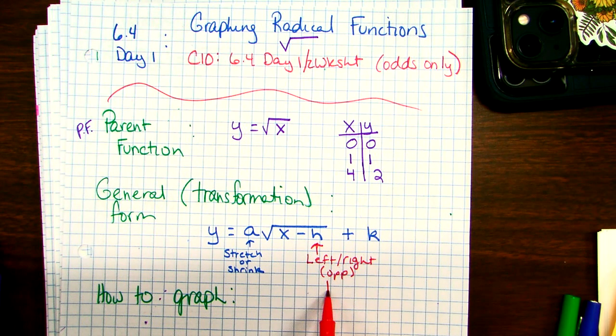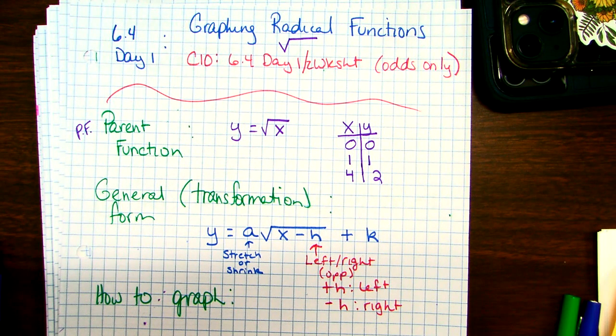Left or right, and it's opposite whatever the sign is. So if you have a positive H, we move left. A negative H, we move right. So we've done this before with parabolas where it's in the parentheses, and so the number in the parentheses is always opposite. It moved your graph left or right, but if you saw a positive number, you moved it to the right. A negative number moved it to the left.